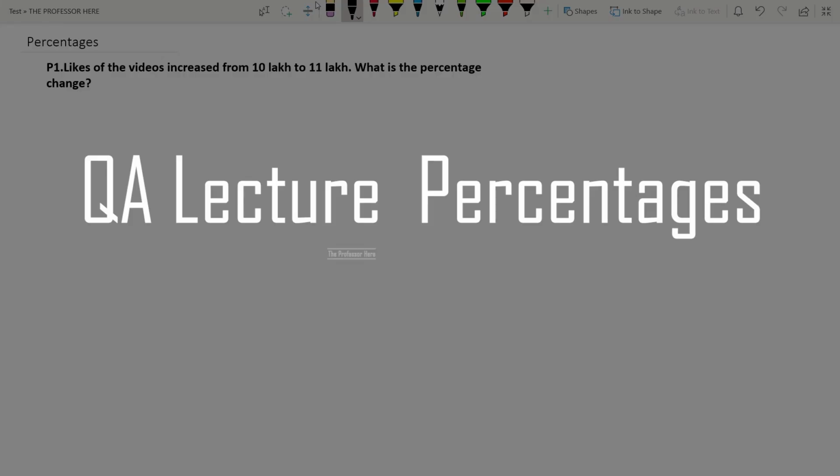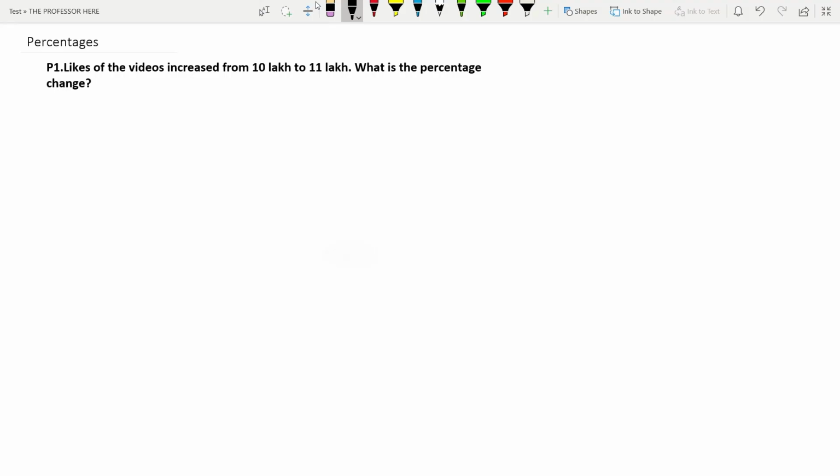The first question is for introducing you to this topic, percentages. Likes of the videos increased from 10 lakh to 11 lakh. What is the percentage change? To find the percentage change, all you have to do is divide the change by the original value and multiply by 100.